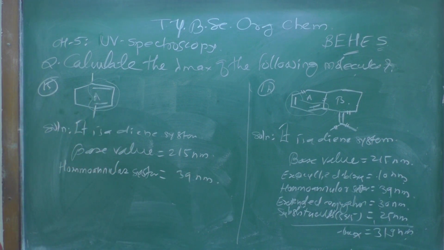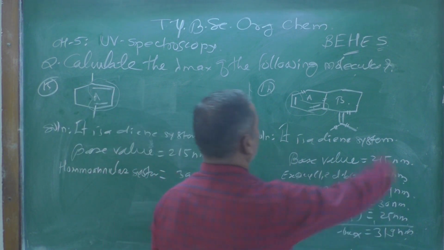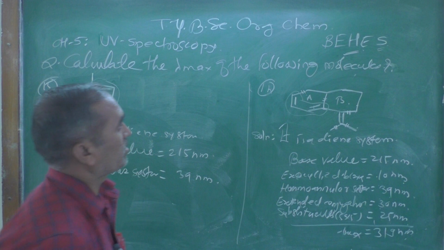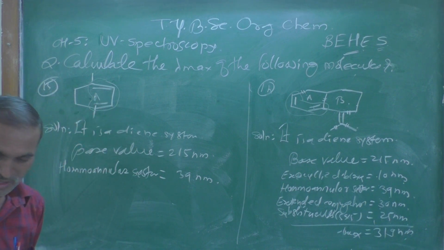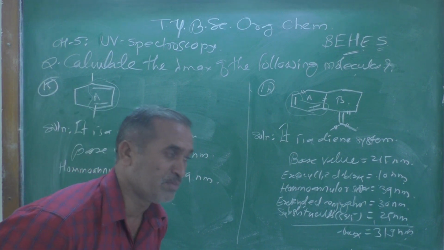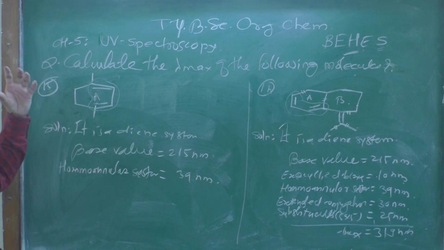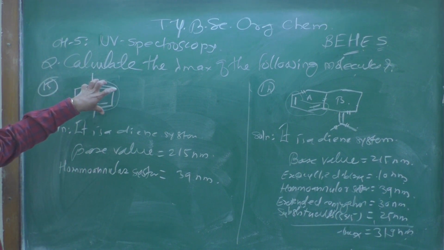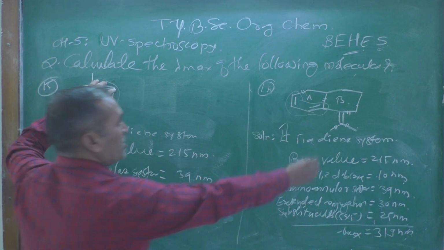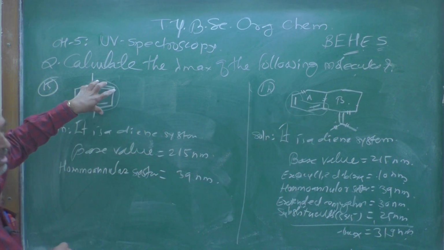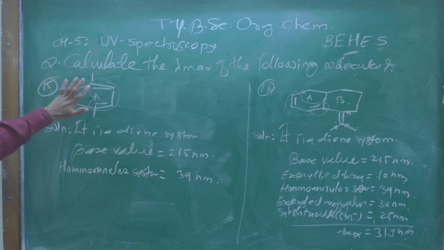That's it. And now once the homoannular system is present, you can find out the next letter. E stands for extended conjugation, meaning an extra double bond along with that diene system. Is there an extra double bond present here? Such a situation is not here, and therefore this compound does not have extended conjugation.